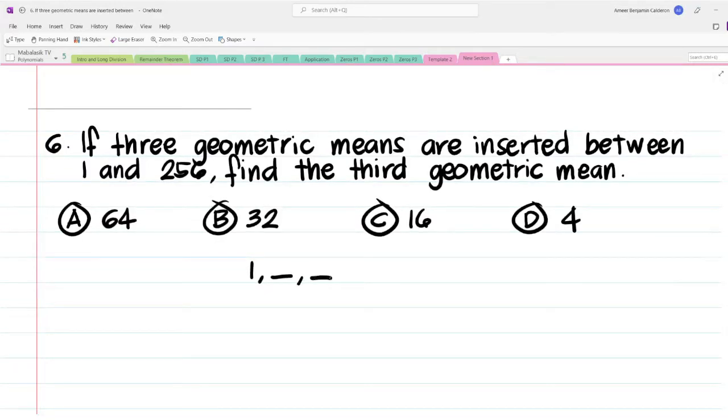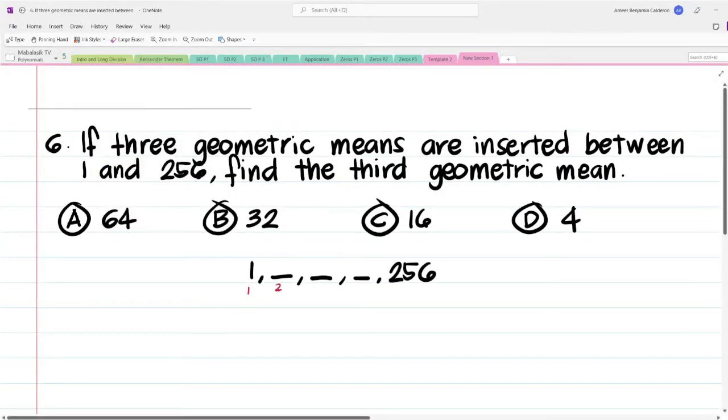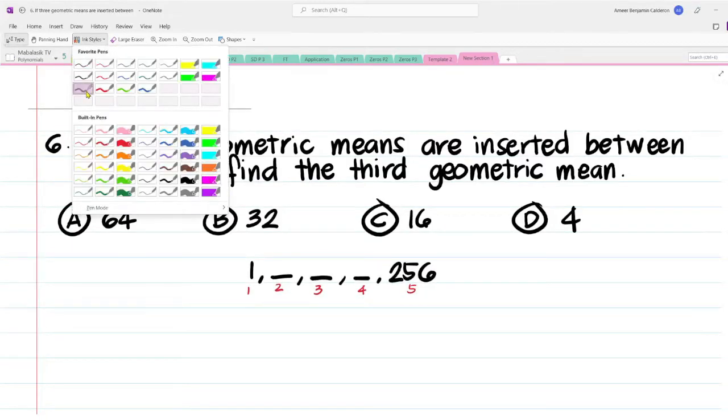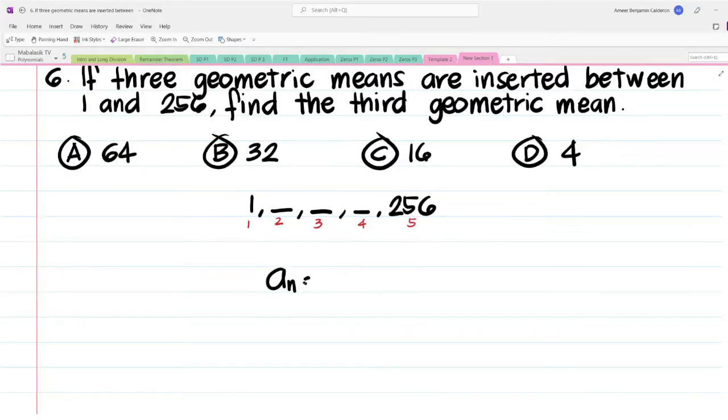So 1, 2, 3, and then we have 256, which will give us 1, 2, 3, 4, 5 terms all in all. Since we are dealing with a geometric sequence here, we are going to use the formula for finding the nth term of a geometric sequence. That's a sub n equals a sub 1 times r raised to n minus 1.